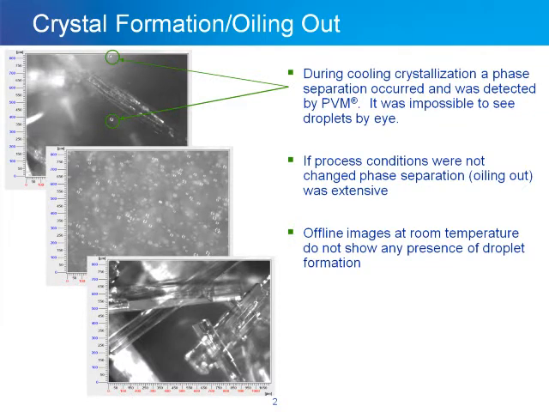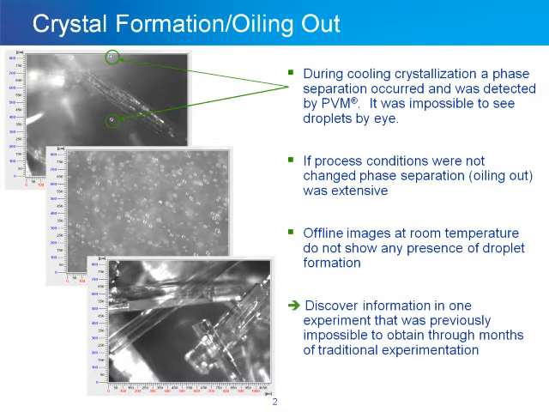The important thing here is that these images were captured in real time during a live experiment. If samples were taken offline, they were allowed to cool to room temperature and they were filtered very rapidly. However, those droplets disappeared. And you can see the image in the bottom graph at room temperature where the droplets are no longer present. So this is an example where a PVM can be used in real time to really get a true understanding of the particle system and discover information in one experiment that was previously impossible to obtain through months of traditional experimentation. And this is not an exaggeration. In one experiment, we observed this phase separation that was unknown through months of previous experiments.